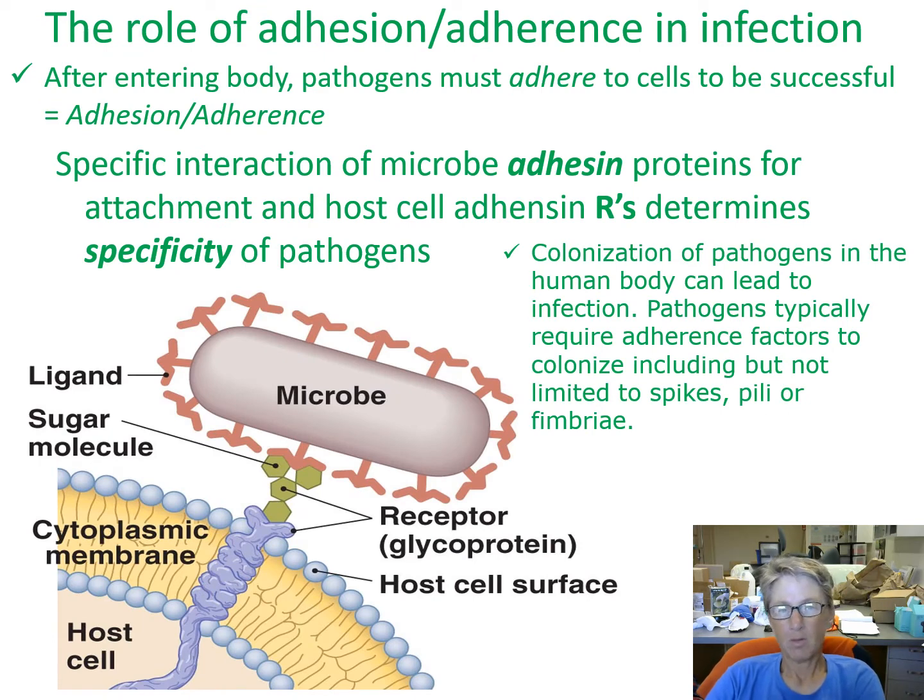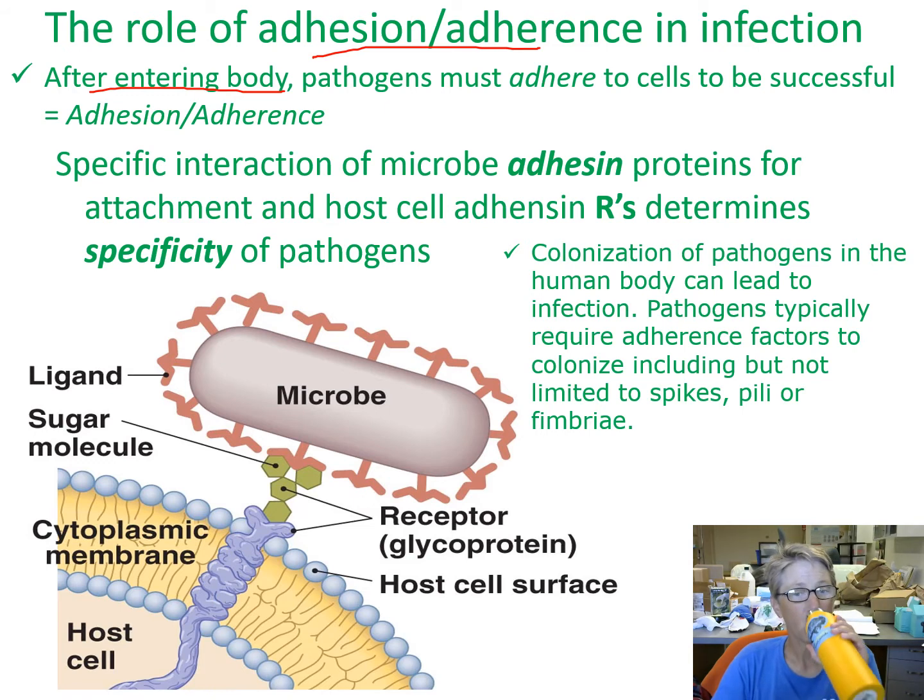Okay, we talked about this. Adhesions or adherence, it's a virulence factor. It allows you as the virulent pathogen to stick to your host of interest. So after entering the body, pathogens must adhere to cells to be successful. So they need to get inside cells. So they could get in your body, they could be in your bloodstream, but they have to get into the cells in order to be successful.